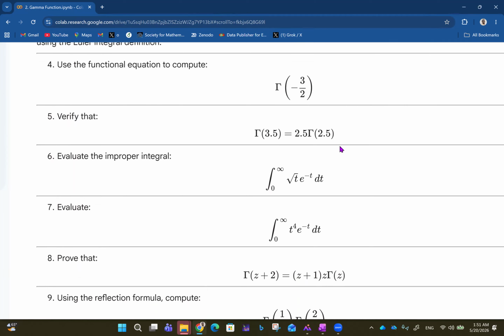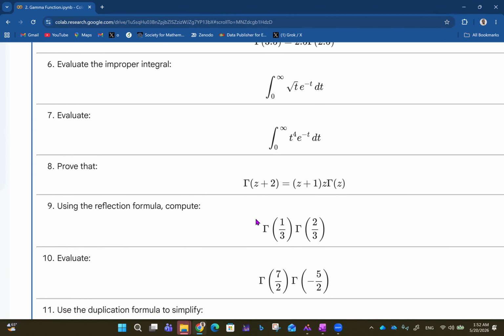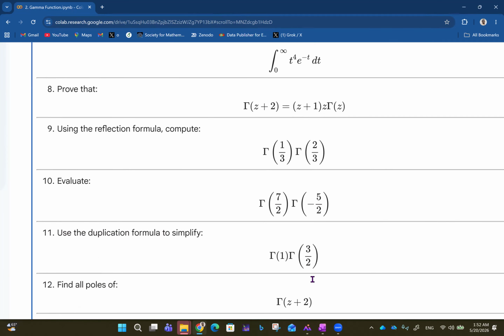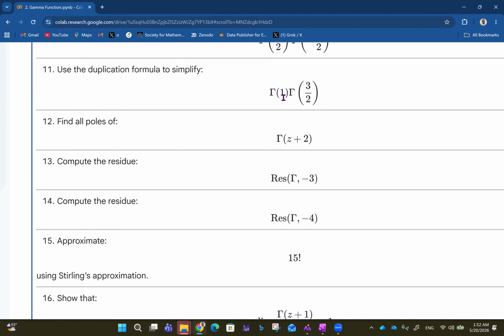1.5 gamma 1.5, I think. Yeah. And then we continue until we get 0.5 gamma 0.5, and we know gamma 0.5 to be the square root of pi. Evaluate the improper integral. So this can easily be done because this is t raised to the half, e raised to minus t. Then evaluate this also. Prove that gamma z plus 2 is z plus 1 times z times gamma z. That's possible also. Then using the reflection formula, you can compute this. You can also evaluate this. Then use the duplication formula to simplify. You can do this. Just fix the values into the formula.